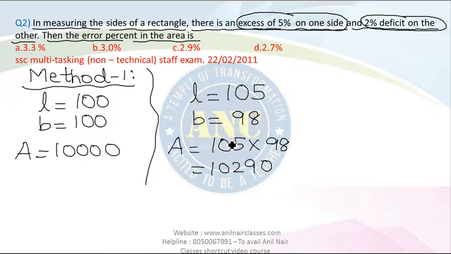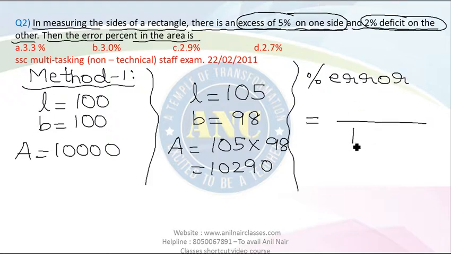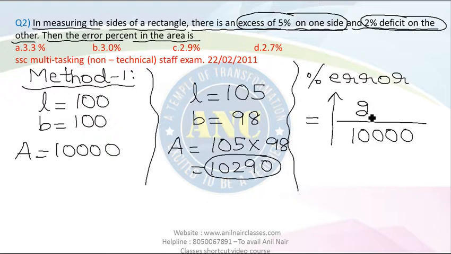105 and 98 are closer to each other. You can apply that logic, but ultimately it is a time consuming process, right, sir? Anyway, I want to tell what is the percentage error or what is the percentage change. Percentage error is, initially it was 10,000. Put it in the denominator. 10,000 is becoming 10,290. That means there is an increase of 290.